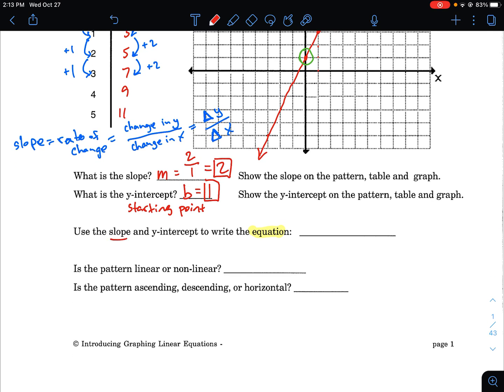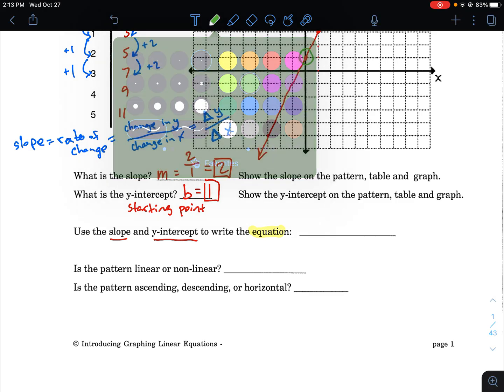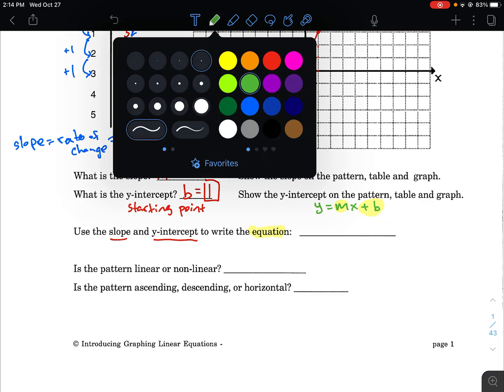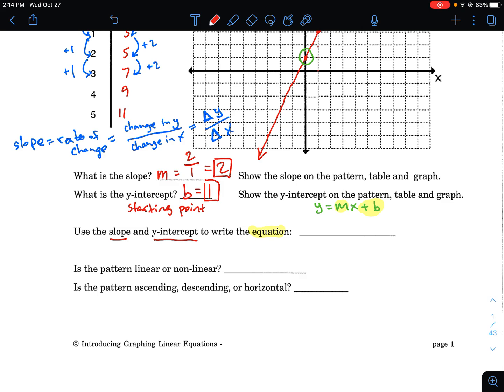We can use our slope and our y-intercept to write an equation. So all equations of straight lines will be written in this form. It's y equals mx plus b. So the only parts you fill out are m and this plus b. What is m and what is b? The y equals and that x will stay the same, but the m and the plus b may be different. So let's write our actual equation.